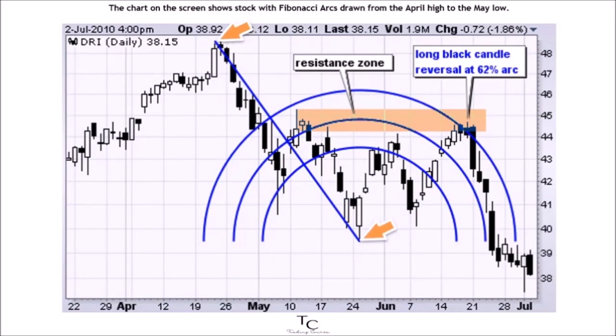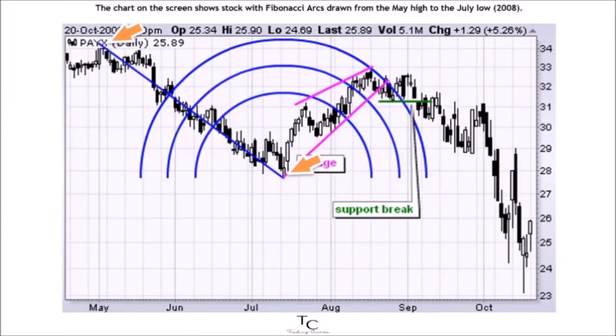The chart on the screen shows a stock with Fibonacci arcs drawn from the April high to the May low. The stock rebounded at the end of May and hit resistance at the 62% arc in mid-June. After stalling for a few days, the stock moved sharply lower with a long black candlestick. Resistance in the 44 to 45 area was confirmed by the May to June highs, orange box.